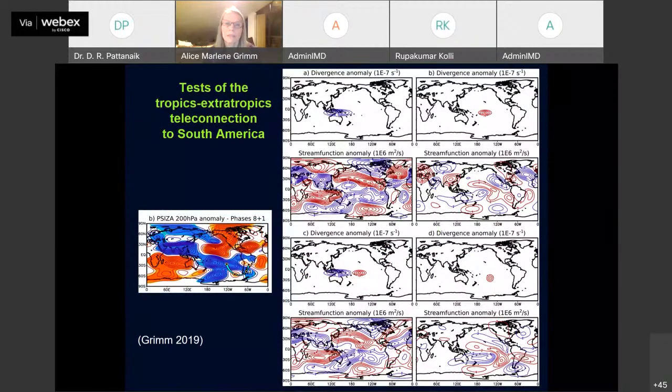And this is confirmed with simulations using as forcing only parts of these convection anomalies. So using this one, we don't get the right anomalies over South America, neither from these or the combination of the two. But when we use this here in the subtropics of the Central East South Pacific, we get exactly this wave train connecting to South America. So the most important convection anomaly is not the strongest one, it is the one which is situated in a region of the highest influence.